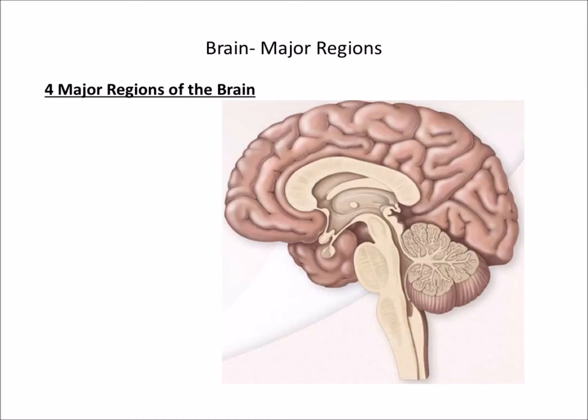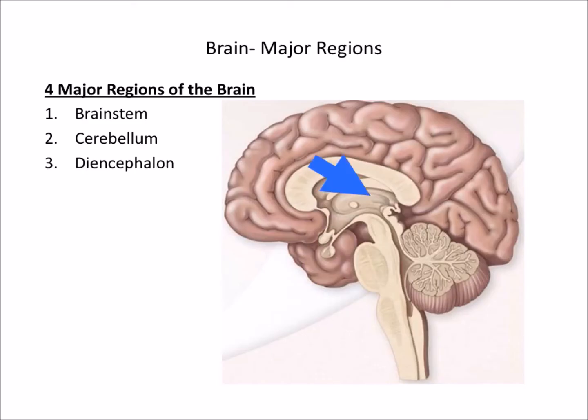And some people consider the brain the most complex thing in the universe because of the multitude of things that it can do. And there are four major regions of the brain. The first region is called the brainstem. The second region is called the cerebellum. The third region is called the diencephalon. And the fourth region is called the cerebrum.